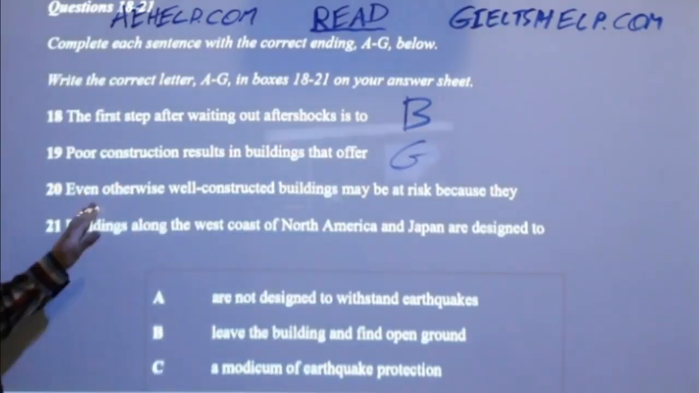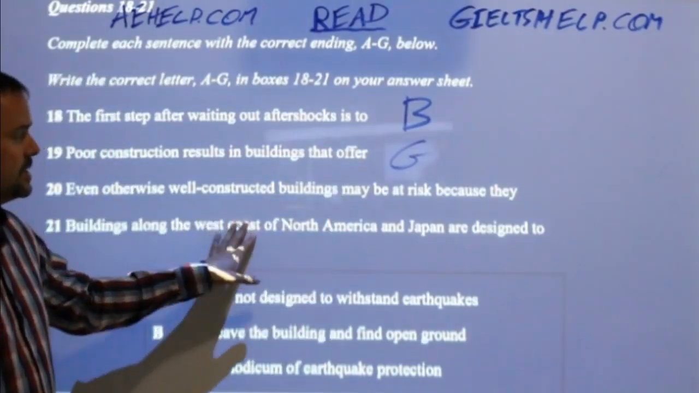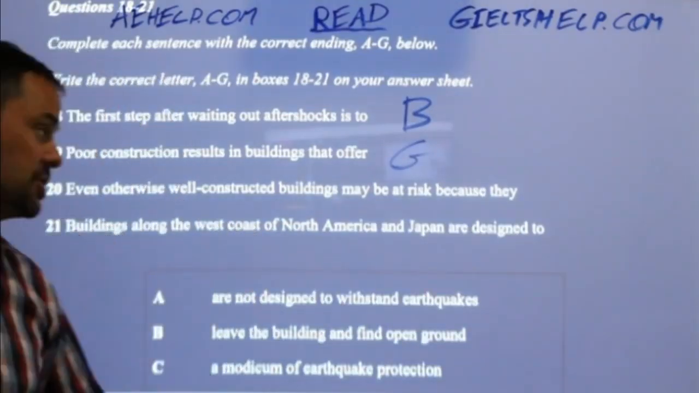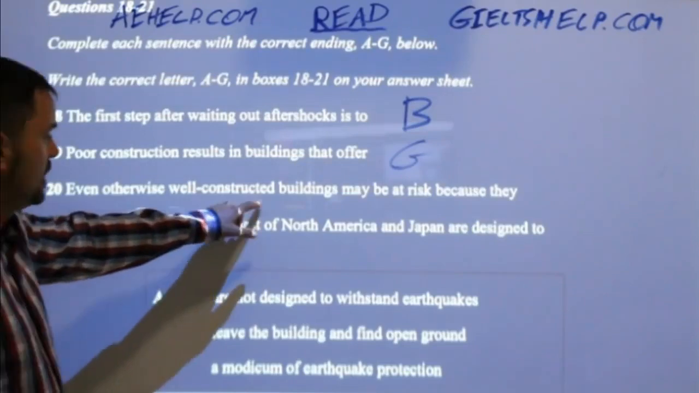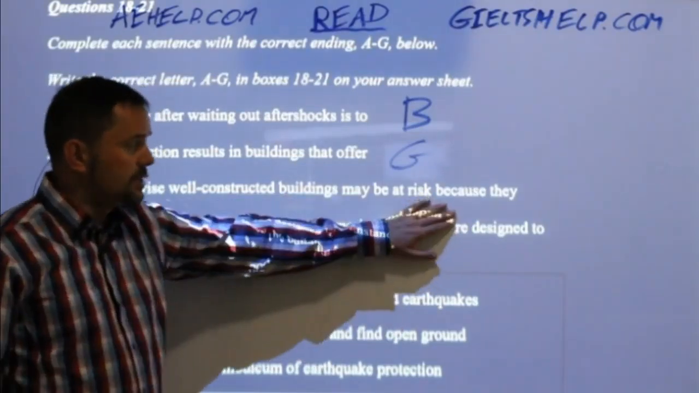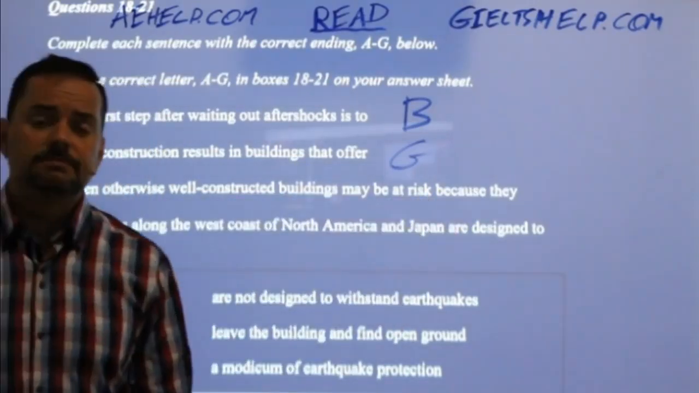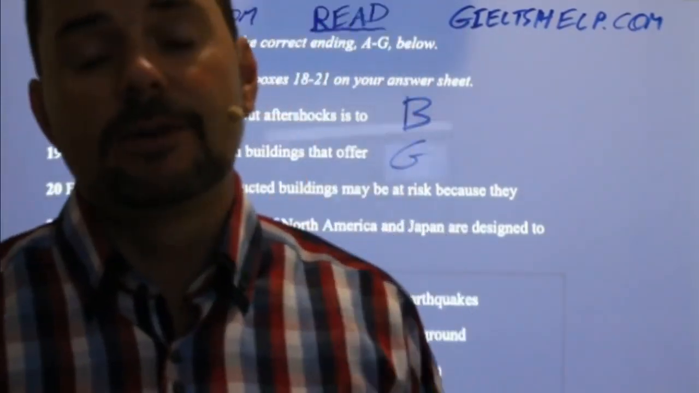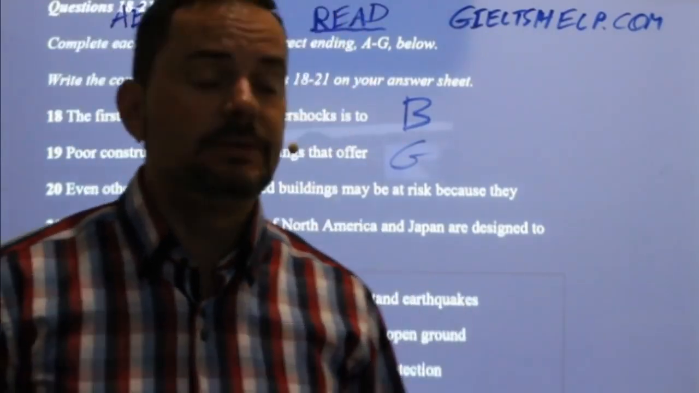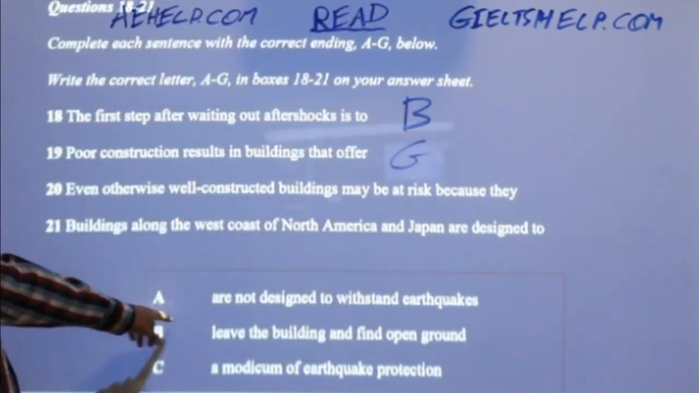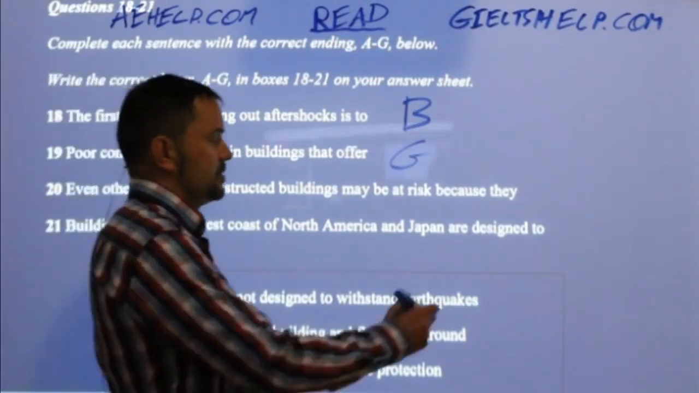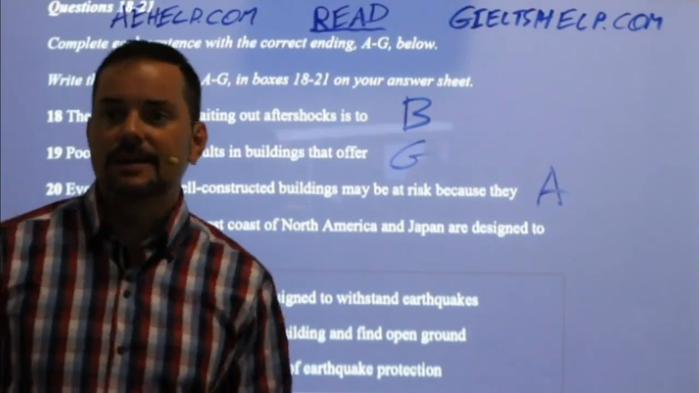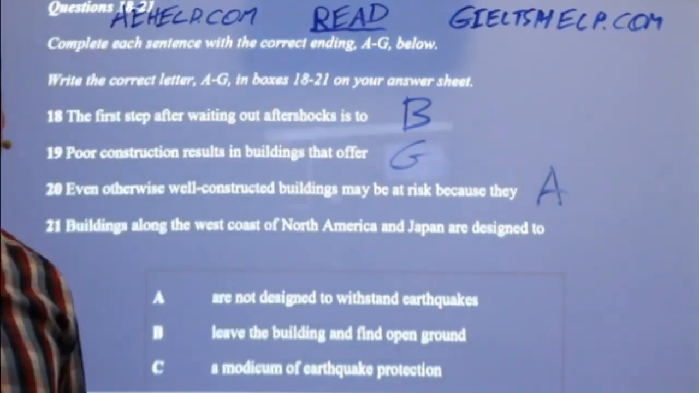Okay, even otherwise well-constructed buildings may be at risk because they... I'm going to finish this one. Even otherwise well-constructed buildings may be at risk because they are not designed for earthquakes. I can create a beautiful glass building. If it's not made for earthquakes, it will shatter and fall to pieces, right? A, are not designed to withstand earthquakes. That looks great. A, it is. Absolutely. And all of you agree. That's fantastic. Good job, members.